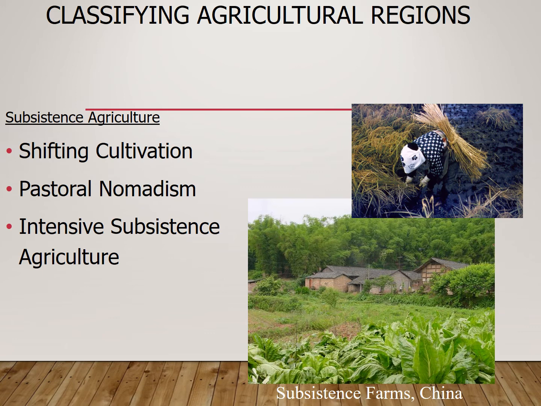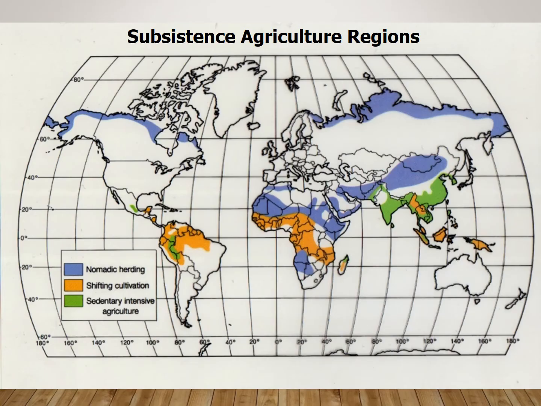So a lot of regions around the world we talk about as having subsistence agriculture. Now, subsistence agriculture is where you're going to find shifting cultivation, pastoral nomadism, and intensive subsistence agriculture. Those different ones, whether it's rice dominant or non-rice dominant. Take a look at this for a minute. This is a good graph just to help you. If you need to pause the video to look at this longer, you can. I'm trying to go as quickly as possible.